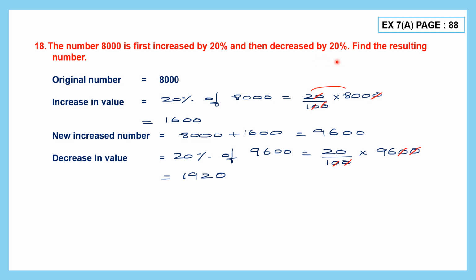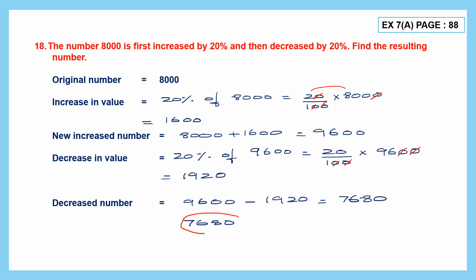Now we have to find the resulting number. So that is the decreased number. So decreased number will be the new number, that is this number. From here only it has decreased, isn't it? So this number minus the decrease in value. So the decreased number will be 9,600 minus 1,920. And that is 7,680. So this is our resulting number. The resulting number is 7,680. So this is the other way of doing it.